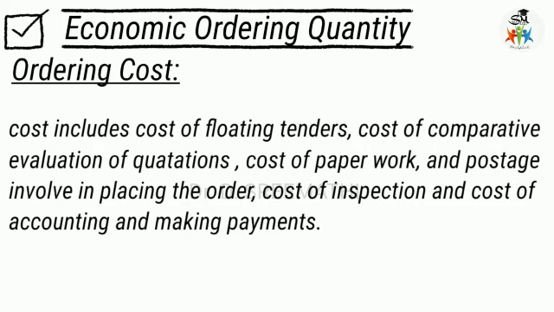So it involves large paperwork as well as the number of persons who are in need of analytical work, and then the postage involved in placing an order, and then the cost of inspection, and then the cost of accounting and making a payment. So all those things are to be considered for the ordering cost. In other words, it is the cost which varies with the number of orders.